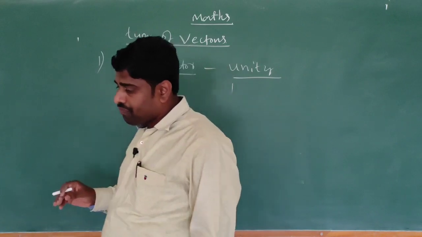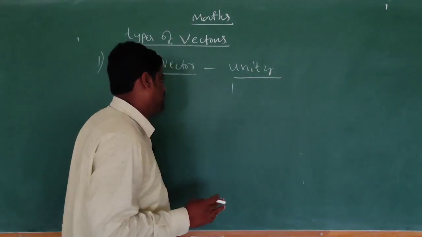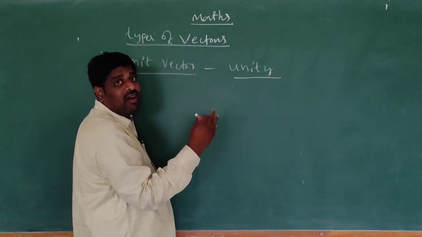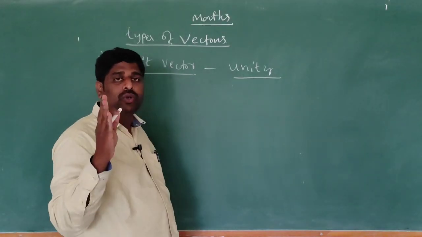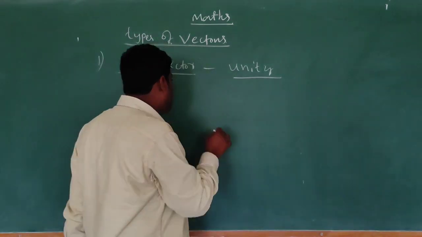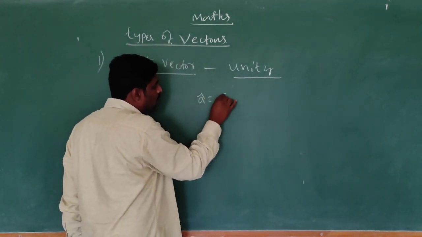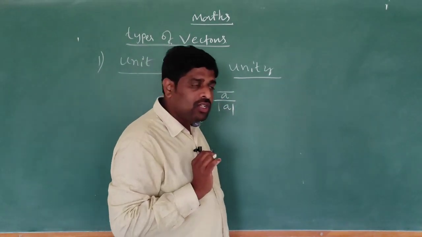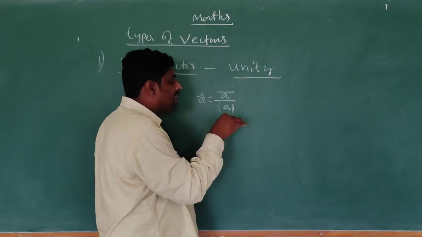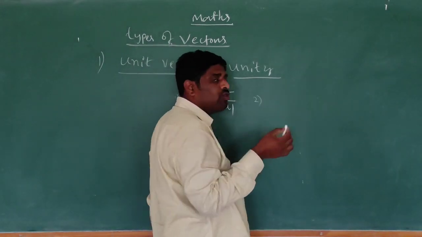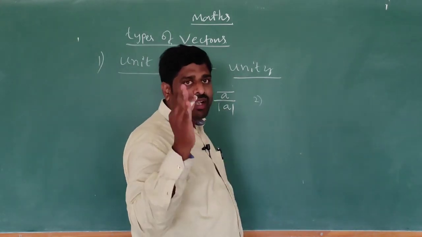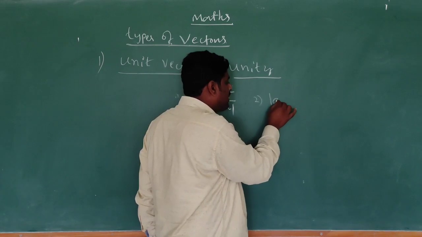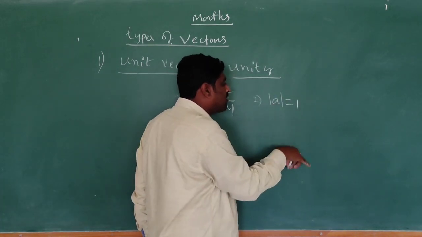Here they will raise three questions. First, find the unit vector of the vector. The formula is a cap is equal to a bar divided by magnitude of a bar. Next, another question: we have to show that a vector is a unit vector. For that, the answer is that magnitude of a bar is 1.